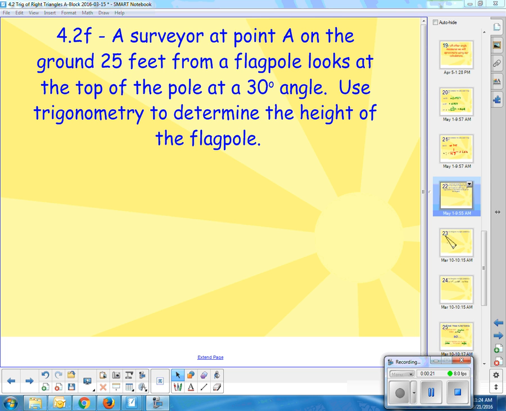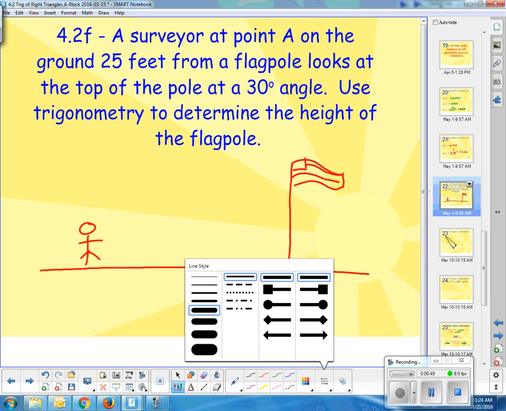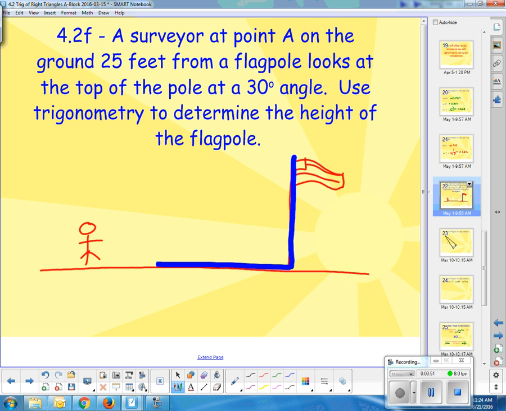A surveyor at a point A on the ground, 25 feet from a flagpole, looks at the top of the pole using a 30-degree angle. Use trigonometry to determine the height of the flagpole. So we have some scenario here where we have a surveyor, and we've got a flagpole, and we've got a flag on it. And from the situation, we can build a right triangle.